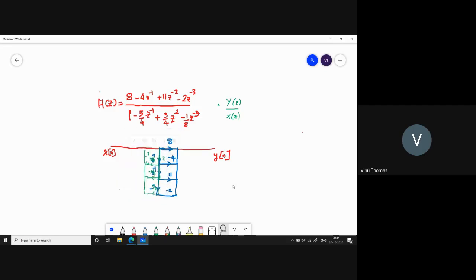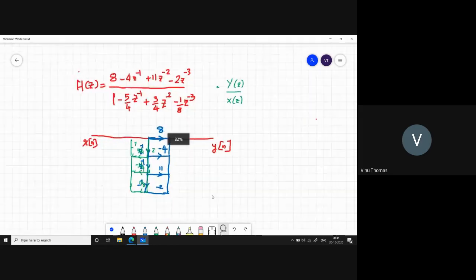Okay. So is this understood? I hope this is understood. So how many memory locations are required to implement in direct form 2? You see that you require only 3 memory locations, right? Is this understood?